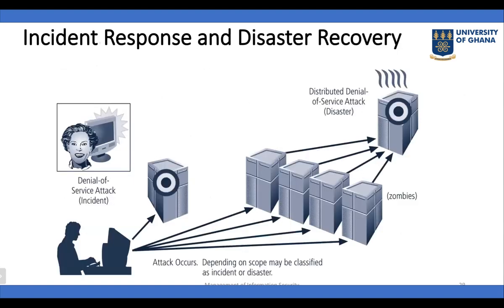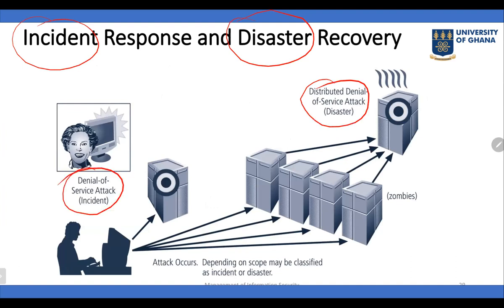And I was talking about the difference between this incident and the disaster, using a distributed denial of service attack and just a denial of service attack. The difference is that in a denial of service attack, usually the person attacking the system creates some sort of robotic software within the system and uses it to attack a legitimate system, meaning that he will flood the system with a lot of traffic, a lot of requests. When you flood the system with a lot of requests, you make the system slow.